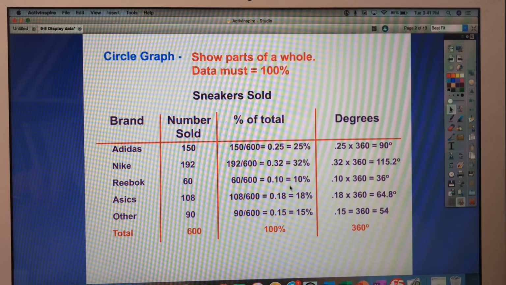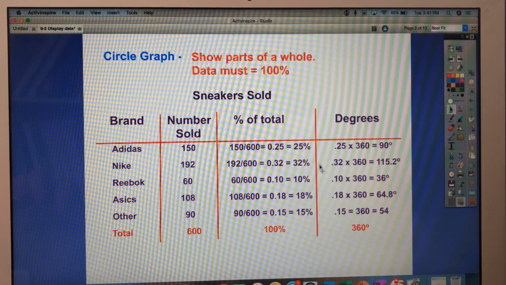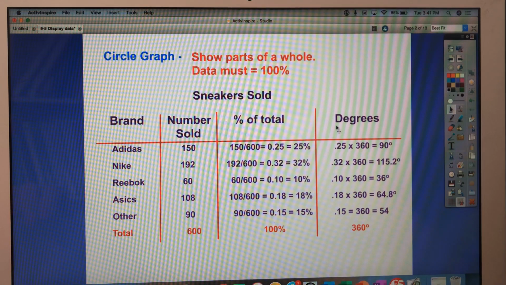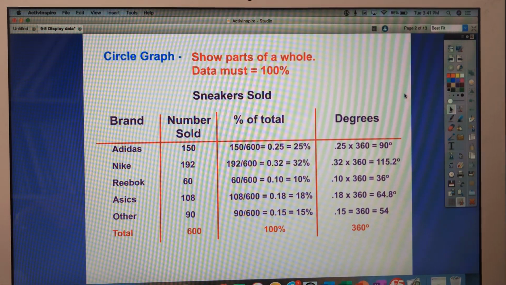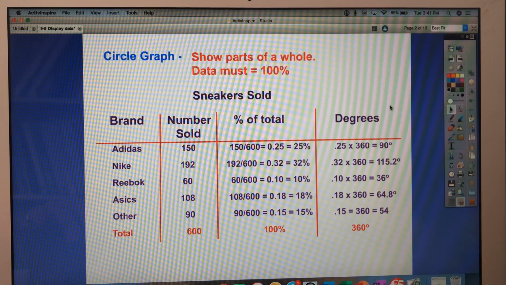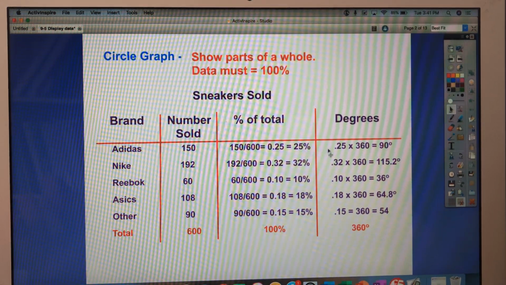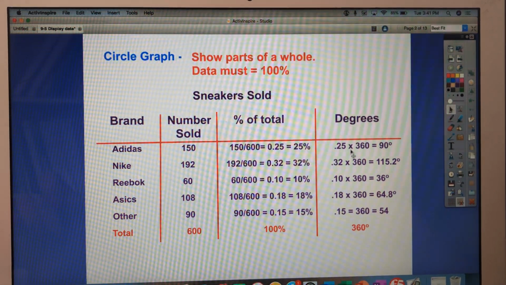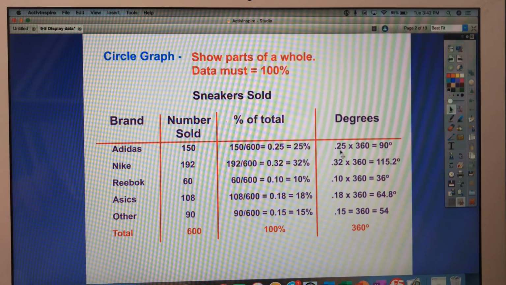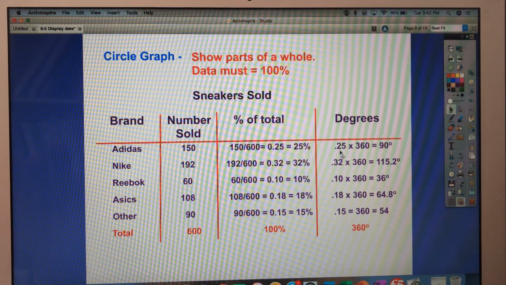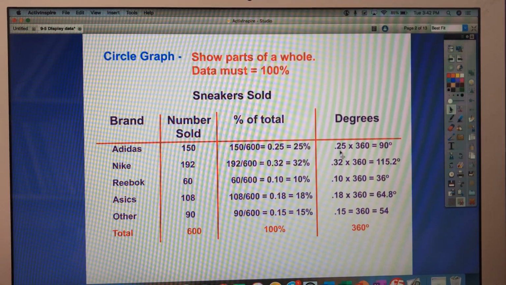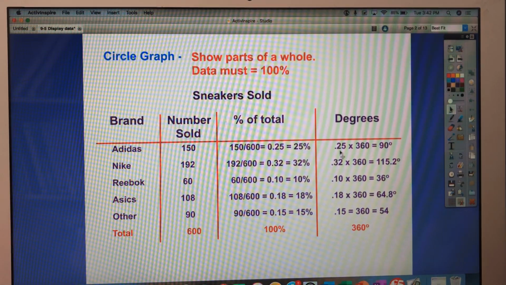You now take that percentage, and we all know that a circle is how many degrees? We know a straight line is 180 degrees, so if you take the top of a straight line and the bottom of a straight line, you get 360 degrees. I need 25% of that circle to be Adidas. Again, the word of means multiply. 25% written as a decimal, because we all know that percentages are not allowed in equations. You must convert to a decimal.